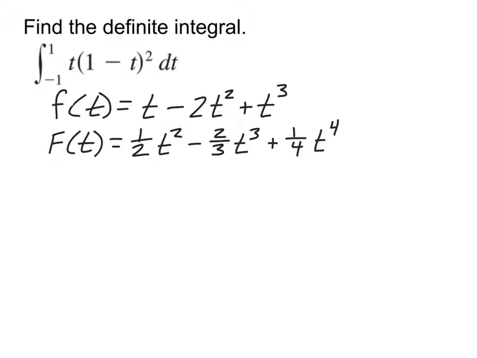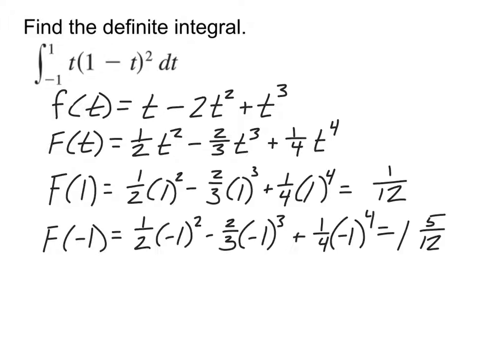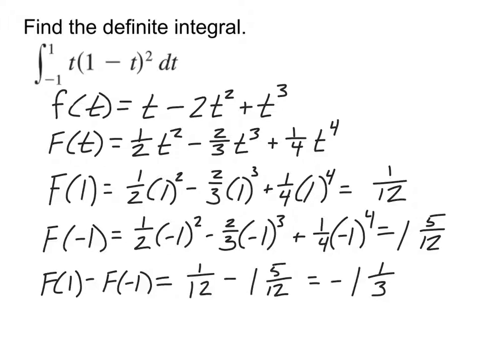Now that we've done that, now go into the definite integral part. So that means, in other words, you got to figure out what does f of 1 equal, and what does capital F of negative 1 equal. And so here we can see our values that we get for capital F of 1 and capital F of negative 1. And then we subtract those to actually evaluate the definite integral. So we do capital F of 1 minus capital F of negative 1. And so then we do the 1/12 minus the 1 5/12. And we should get an answer here of negative 1 1/3.